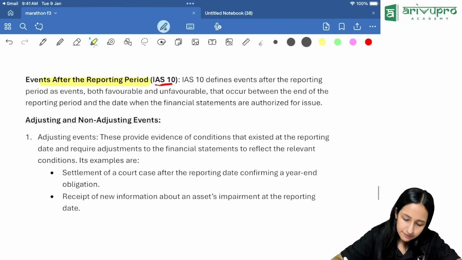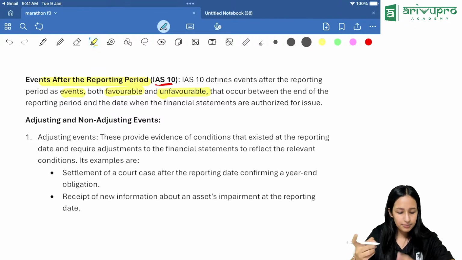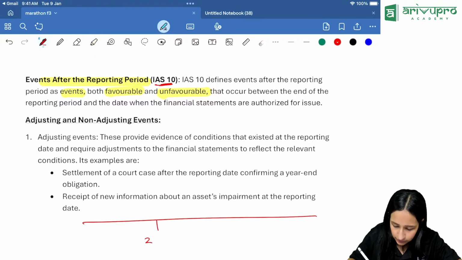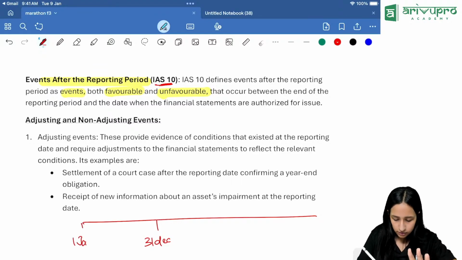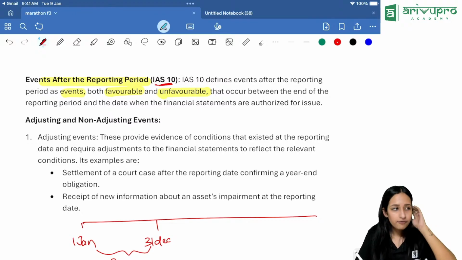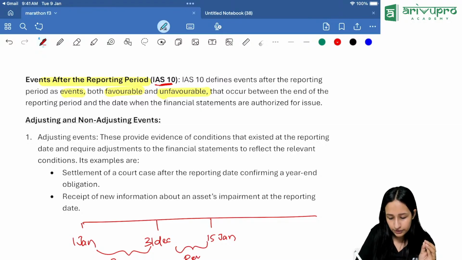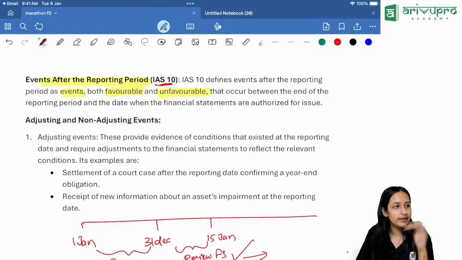It defines events after reporting period as events, both favorable and unfavorable, that happen between the reporting date and the date the financial statements are authorized. So it's like this. 31st December, let's say, is the reporting date, year end for the company, right? So from 1st Jan to 31st December, it prepares the financial statements. Now, after all this happens, there should be still a span of 10-15 days. Let's just assume it to be 15th Jan. During this time, they will take some time to review the financial statements and see if you can authorize it to go to the audit and then issue, etc.